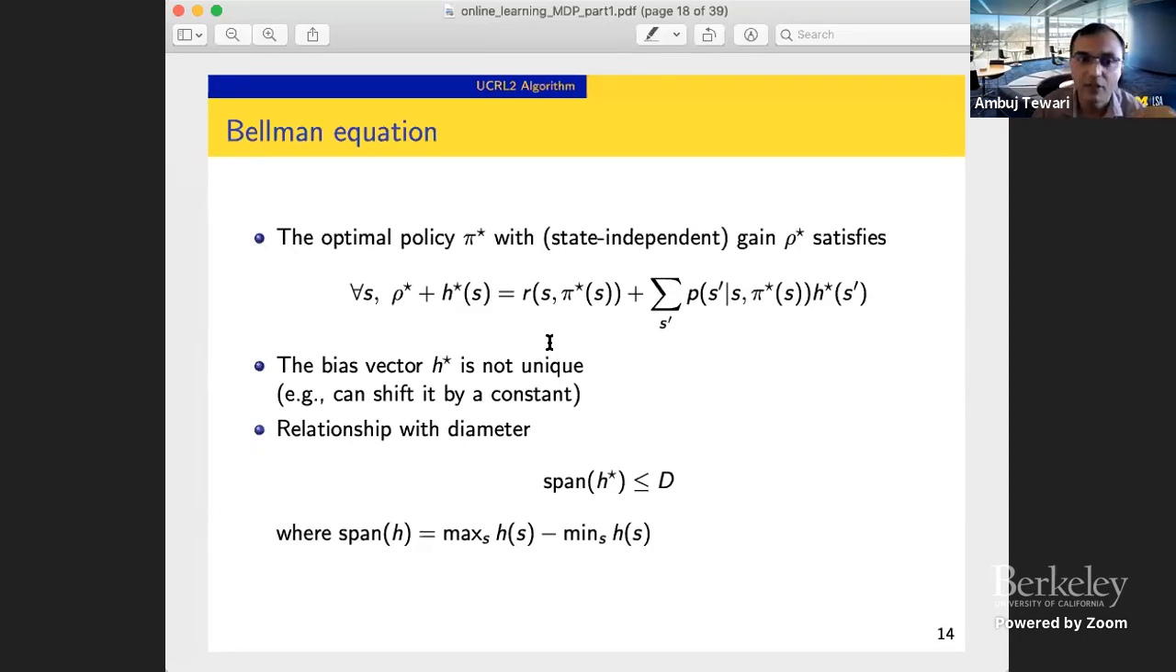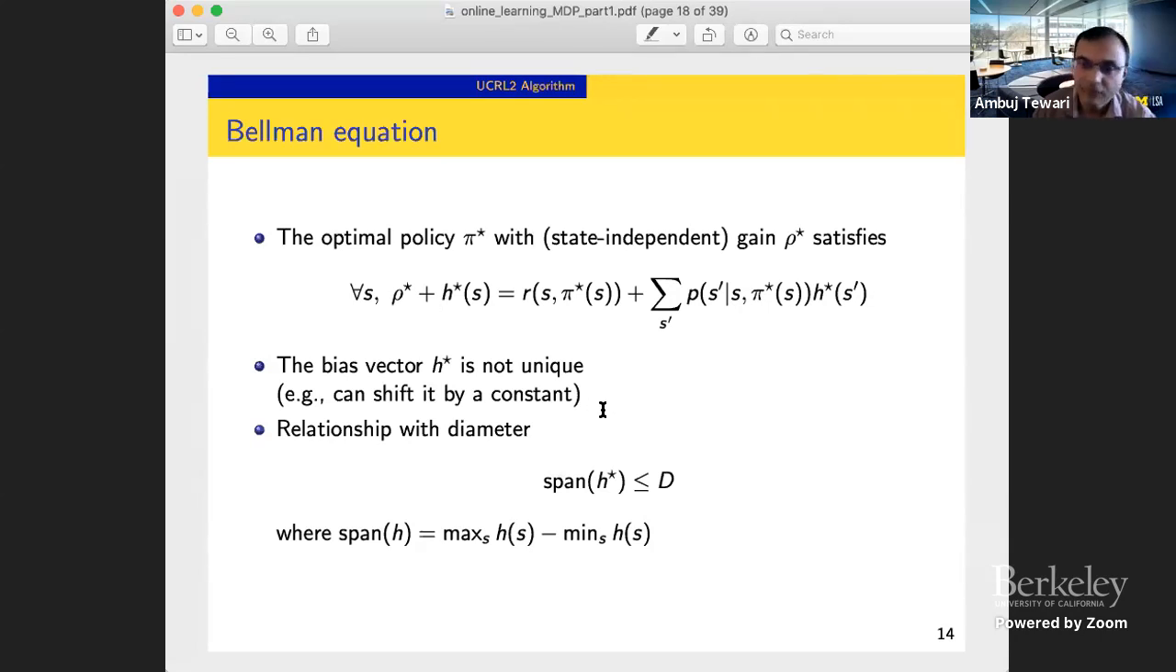You have solutions. The optimal policy is going to satisfy an equation like this. The number rho star plus a function h star of s will equal the immediate reward that you get in s when you do pi star in s, plus the usual thing, the average under the next state distribution of the same function that you have on the left-hand side.